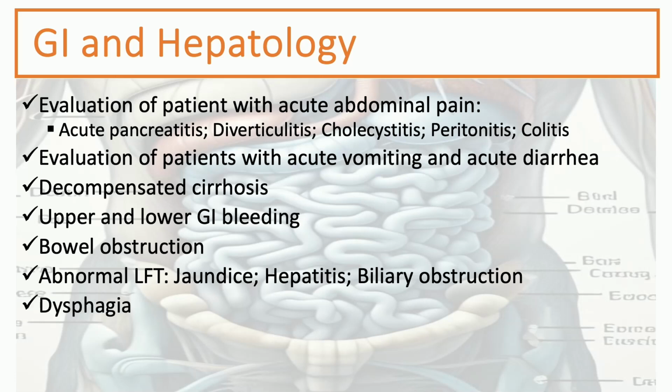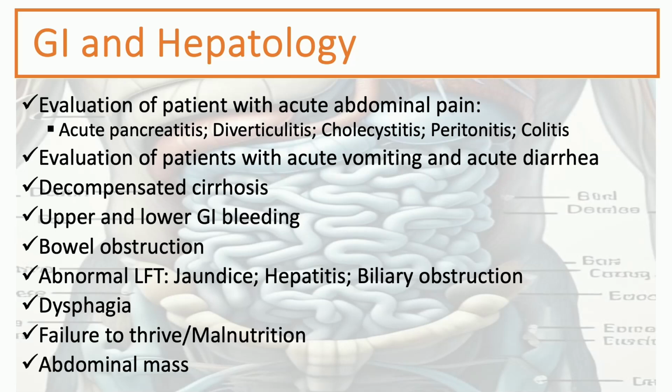Dysphagia, also a very common symptom to see and to know about. Failure to thrive, malnutrition, also can be very challenging sometimes, and usually associated with chronic problems, including cancer, and how to approach those with the help, of course, of nutrition support in your hospital. Abdominal mass, also a very common theme, especially if it's seen incidentally on imaging, and how to approach different abdominal masses depending on the location of the mass.